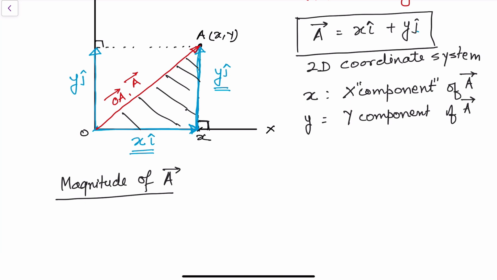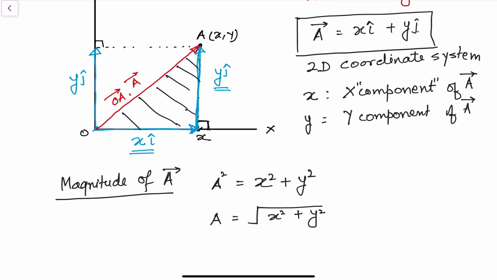So its bottom side has the length x, and the right side has the length y, and the hypotenuse I can say has the length a. So I can write Pythagoras theorem: a square is equal to x square plus y square. Understood? So what is a then? A will be equal to root of x square plus y square.